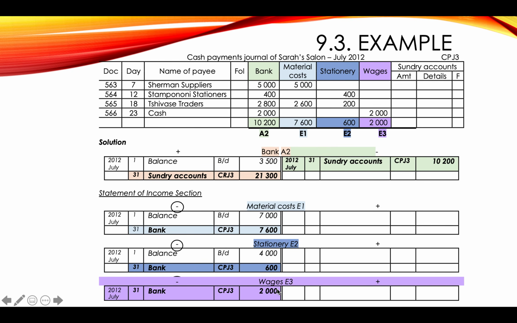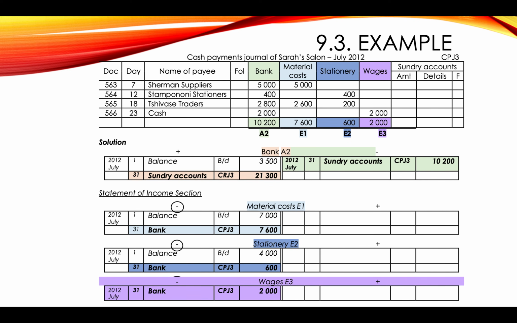Again, also an expense will decrease your equity, so you put it on the debit side, and you're going to show your date. You're going to have to put the year and the month because it's the first entry you've got for this account on the 31st. Details bank because that's where the 2,000 Rand was. It was in the bank column. So you write bank, CPJ3, 2000. And you give it a folio number, E3, because you've had to create this account. It wasn't here. You didn't have an opening balance for it. So you needed to make a new one.